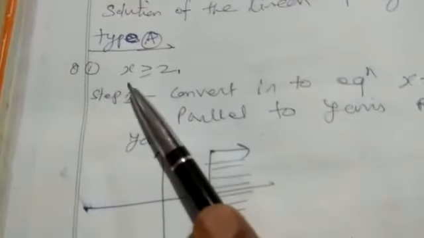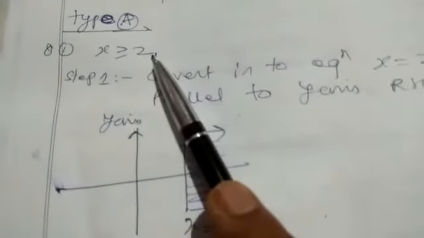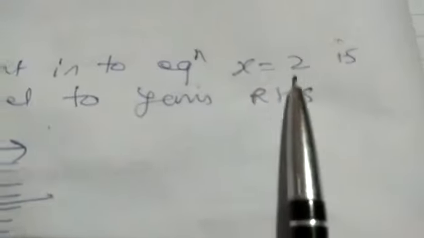Now we discuss the solution of the graph of a linear inequality of one variable, that is type 1. Only a single variable: x is greater than or equal to 2. For that, step 1, we have to convert it into the equation x equals 2.